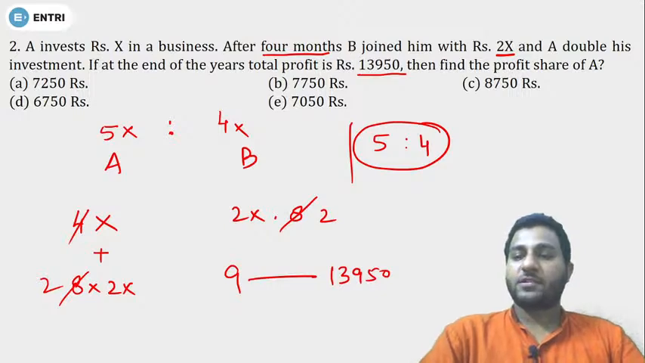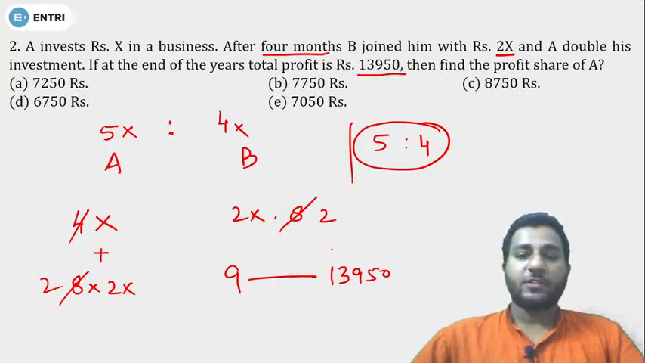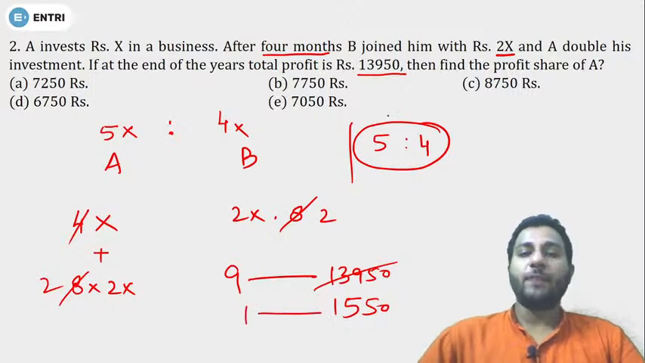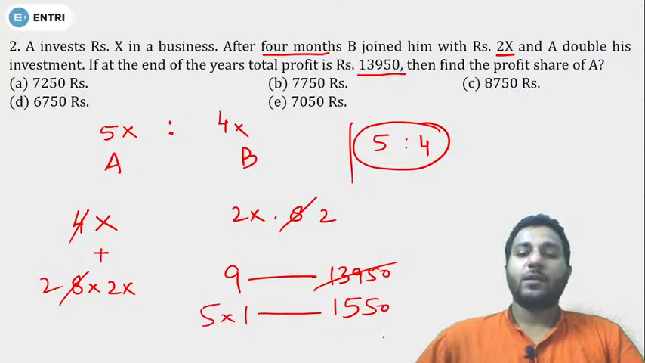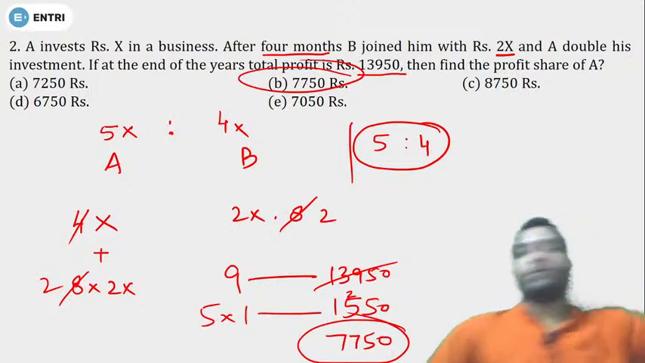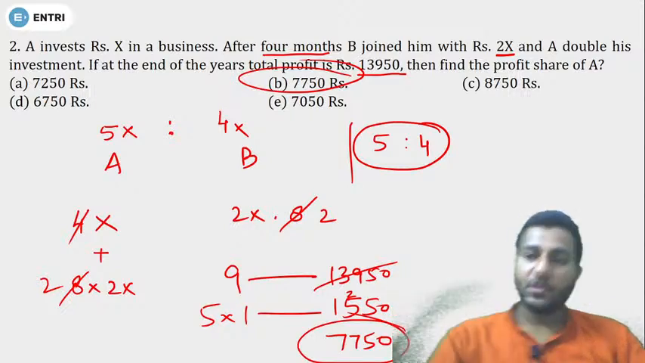So let's move on and solve this question. 9 ones are 9, 9 fives are 45. So one ratio stands for 1550. They are asking you about the profit of A, so let's multiply it with 5. That gives 7750. So that means option B will be the correct one. Okay, got it?